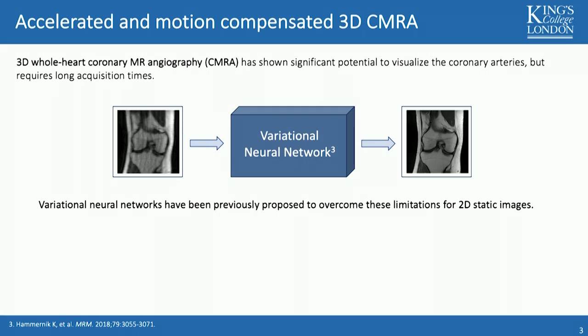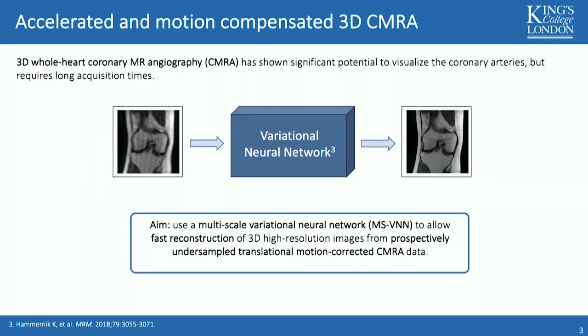Variational neural networks have been previously proposed to overcome this limitation, but only for 2D static images of the knee. The purpose of this work is to use a multi-scale variational neural network to allow for fast reconstruction of 3D high-resolution images from prospectively undersampled, translational motion-corrected CMRA data.